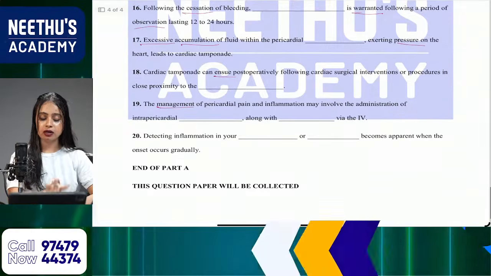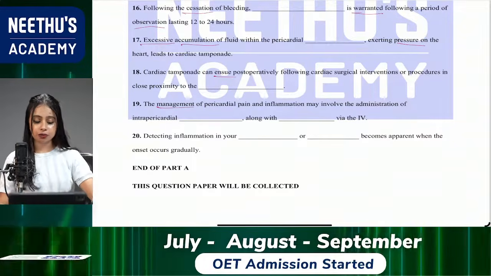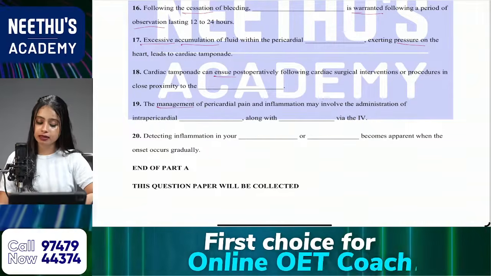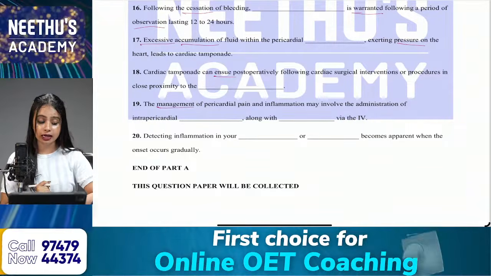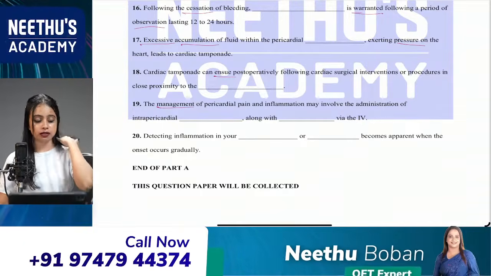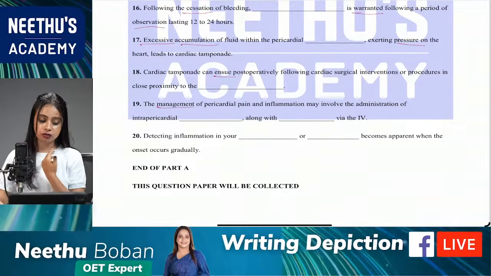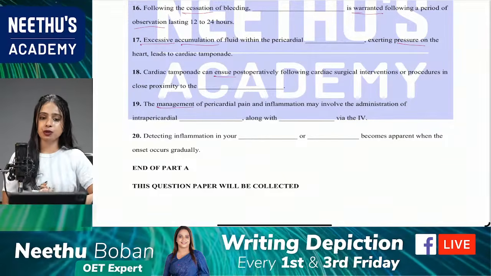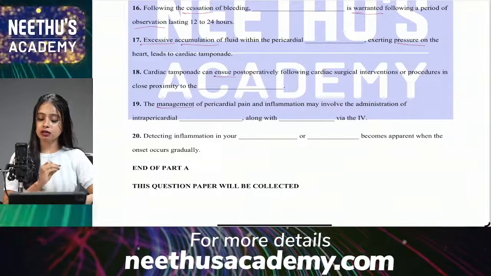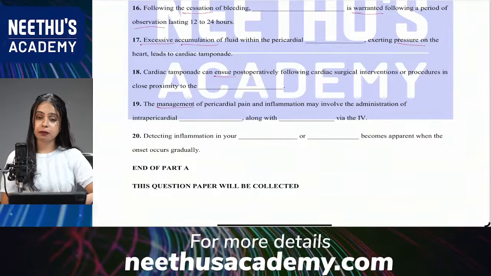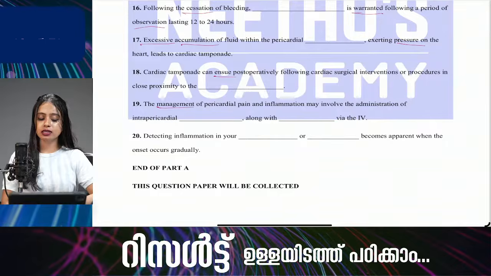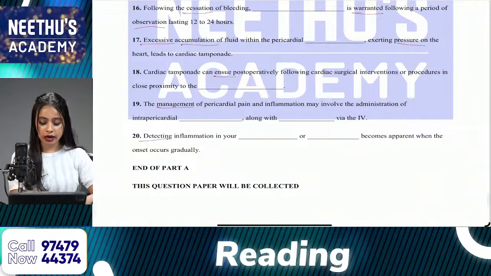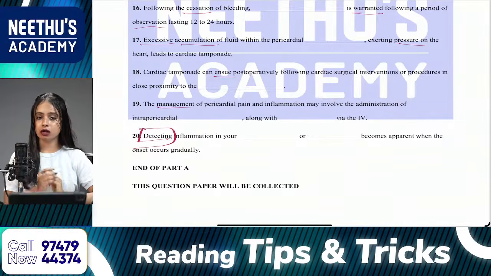Then 20th one, the last one: detecting inflammation in your dash or dash becomes apparent when onset occurs gradually. Oh, a lot of answers. Okay, Anita, Vidya, Reba: that is steroids, narcotics. Very good. So what about the last one? Detecting inflammation in your dash or dash becomes apparent, clear, when the onset occurs gradually, slowly. So what is your answer? Identification, which means detecting, diagnosis.